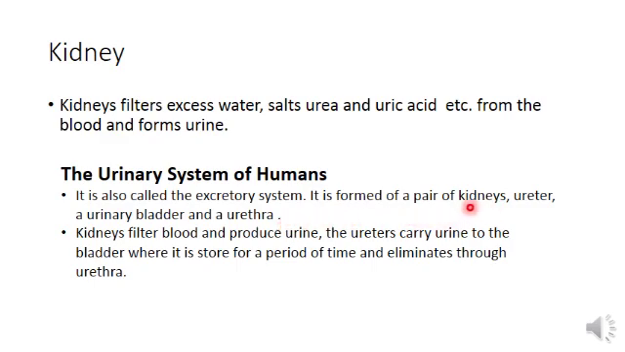The kidneys are the major homeostatic organs, and ureters are the tubes that carry the urine from the kidneys to the bladder. The bladder is a sac-like structure which is used to store the urine for a specific time period. The urethra is a tube that is used to eliminate the urine from the body. Kidneys filter blood and produce urine. The ureters carry urine to the bladder where it is stored for a period of time and eliminated through the urethra.